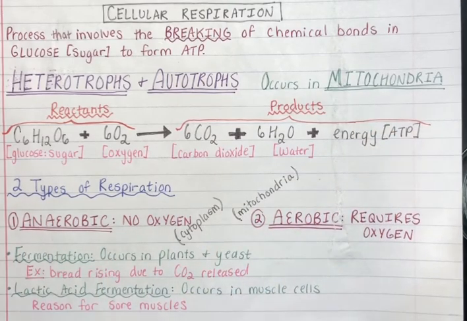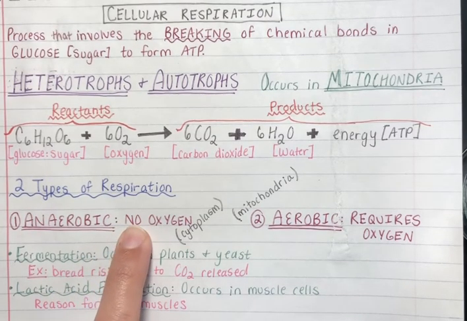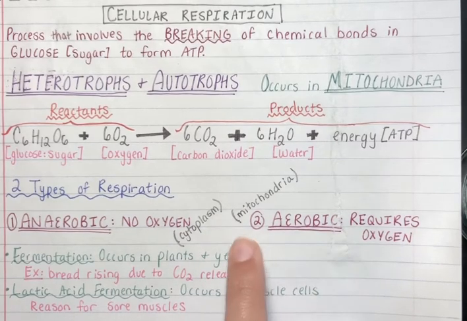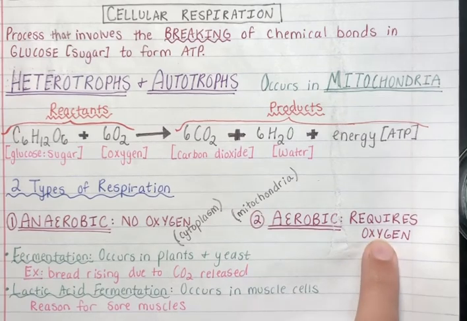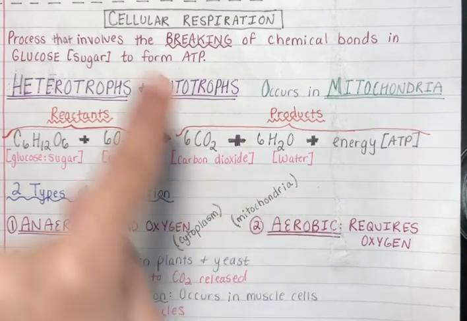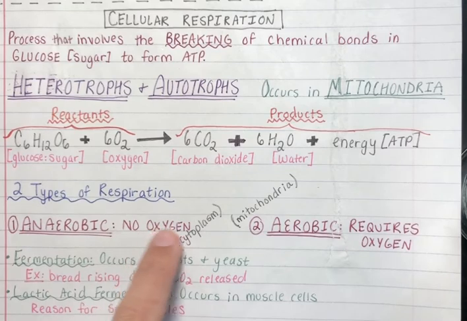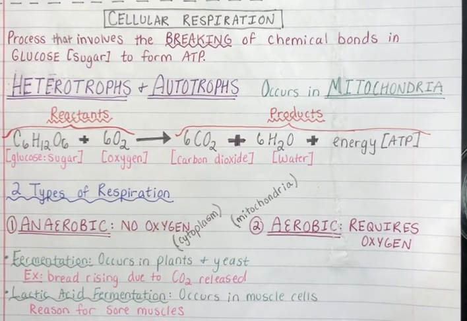There are two types of respiration. First, we have anaerobic, meaning no oxygen is present whatsoever. And second, we have aerobic respiration, which requires oxygen. So aerobic respiration is what is occurring in our mitochondria. It needs oxygen, which as you see in our equation, we need oxygen to carry out that aerobic cellular respiration. However, for anaerobic, no oxygen is present. So this is going to take place in our cytoplasm, in the jelly of the cell.